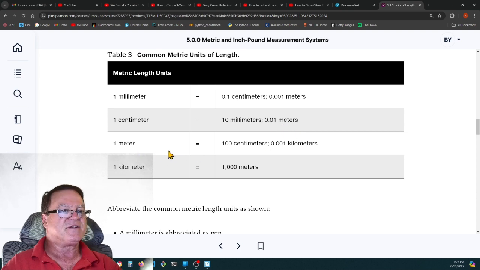Meter is the unit of measure for length. It's 100 centimeters or 1,000 millimeters or 1/1000th of a kilometer. A kilometer is 1,000 meters. I'm going to try to say kilometer. I've always, my whole life, said it one way, and it sounds right to me, but the rest of the world says it differently. So I'll try to say it their way.